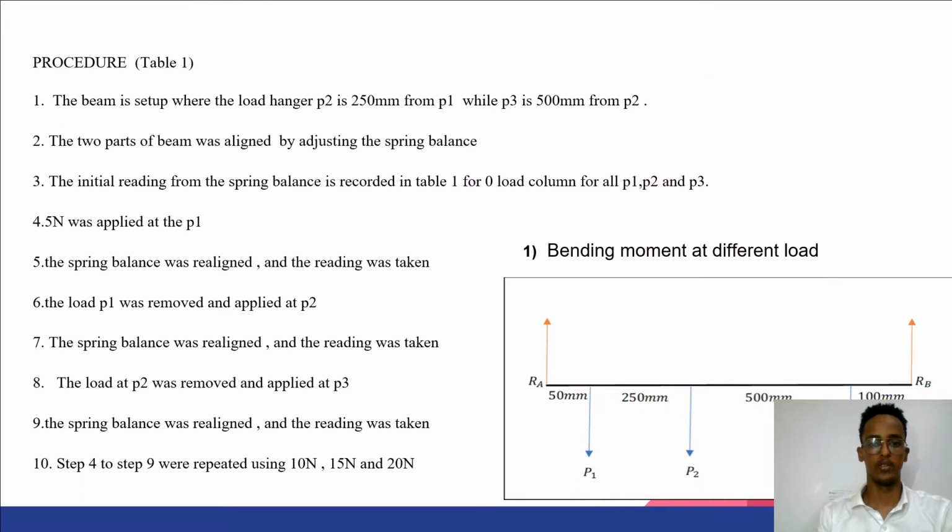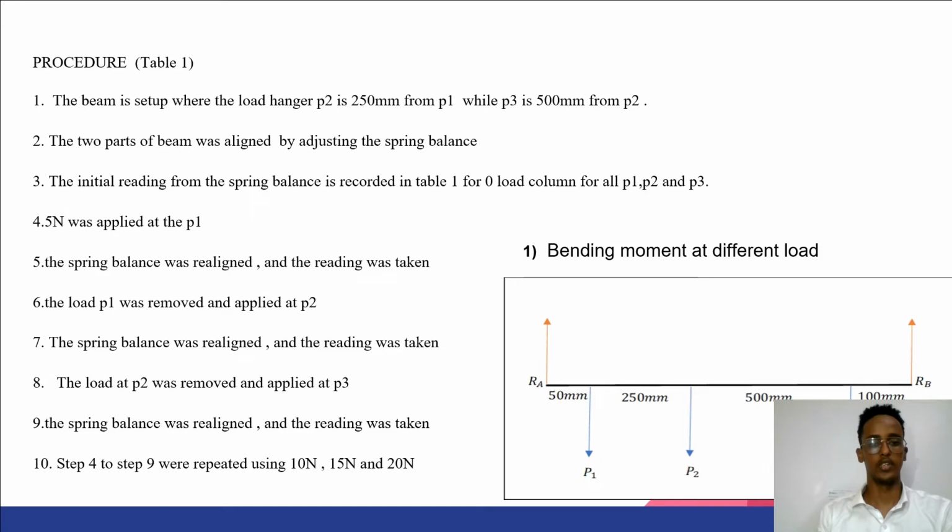Procedure Table 1 or Part 1. The beam is set up where the load hanger B2 is 250 mm from B1, while B3 is 500 mm from B2. Also B1 is 50 mm from A.